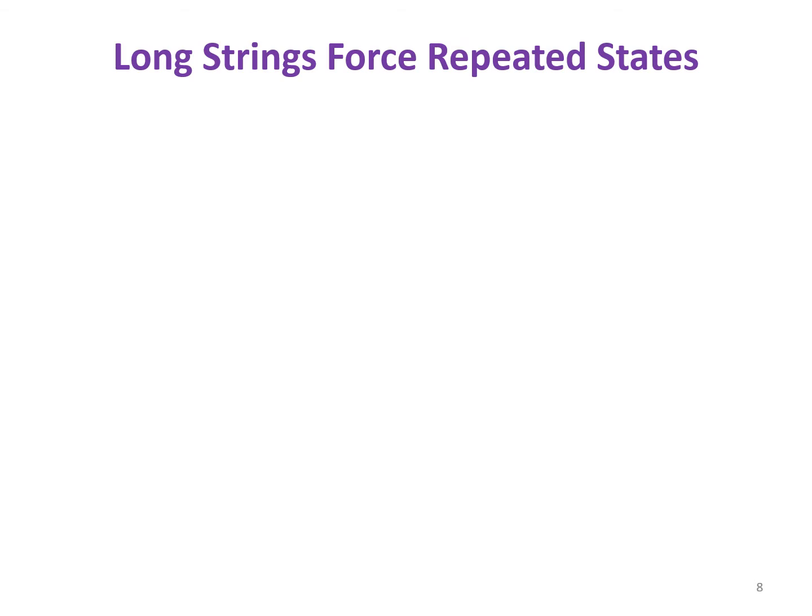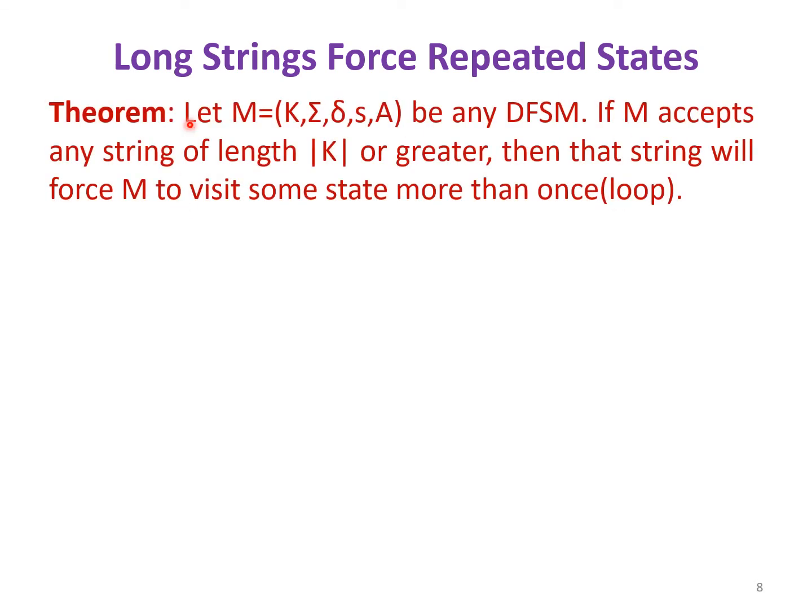So just now we made a statement that longer strings force repeated states. Let us see a theorem on it. Let M = (K, Σ, δ, s, A) be any DFSM. If M accepts any string of length k or greater, then that string will force M to visit some state more than once. That is, it will go into a loop if the number of states is less than the string length.